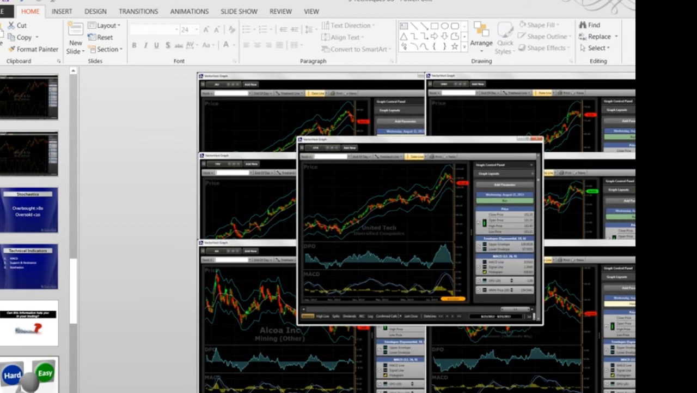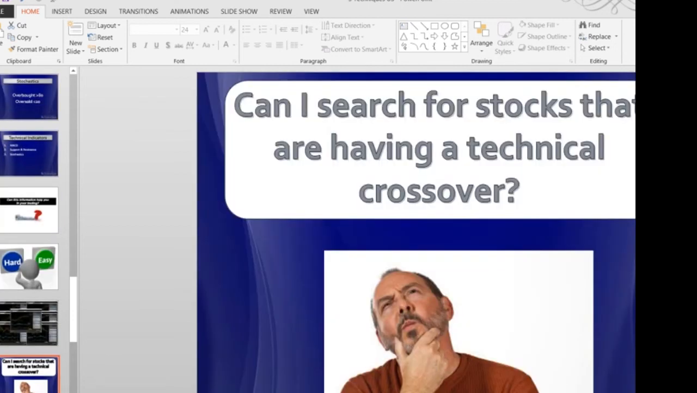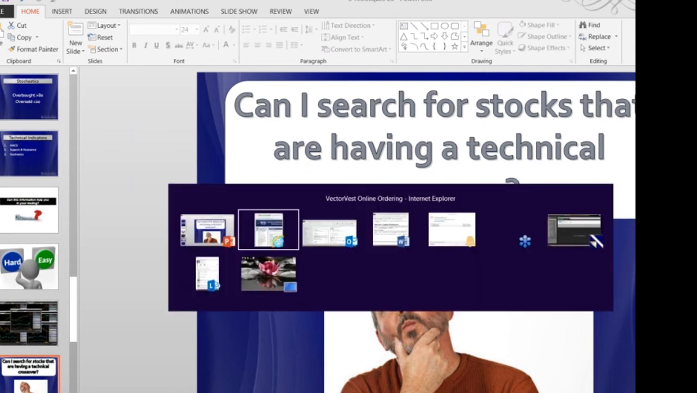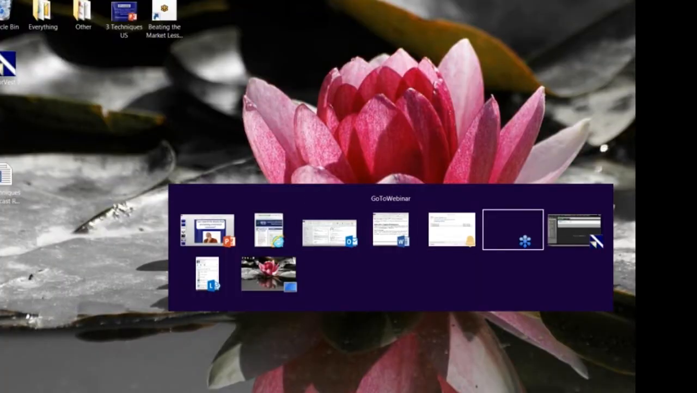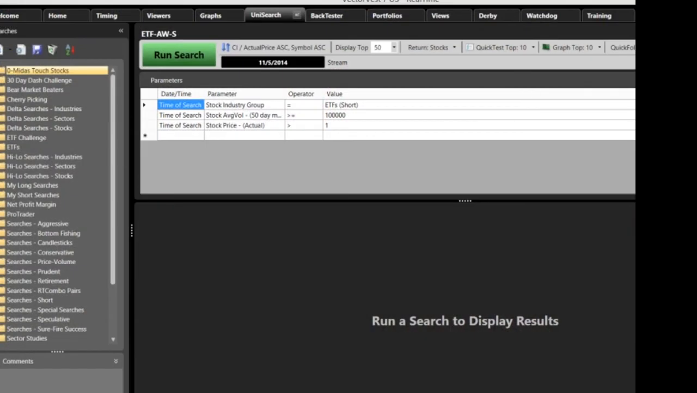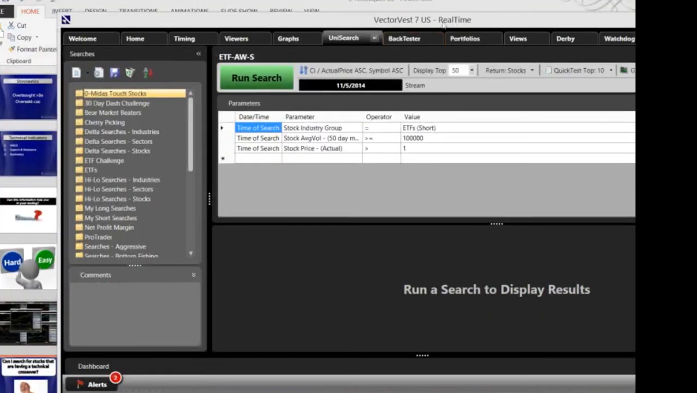So basically, VectorVest has a way where you can do it in a click. You can scan for the stocks that are having technical crossovers. And here's where I'll pop into the program for a minute. And I will size this down so you can potentially see it.